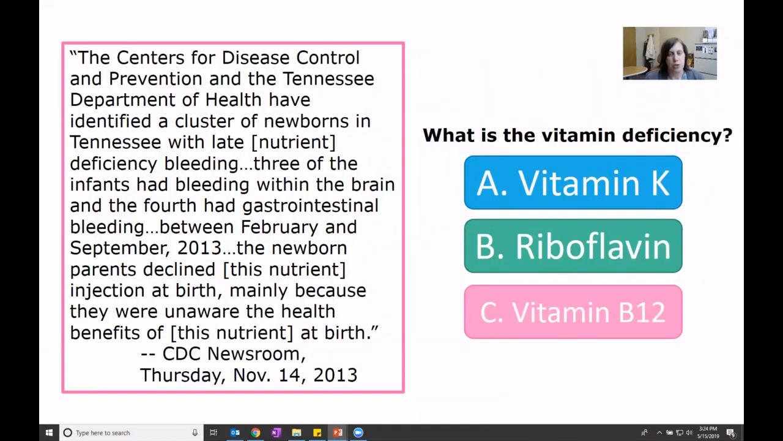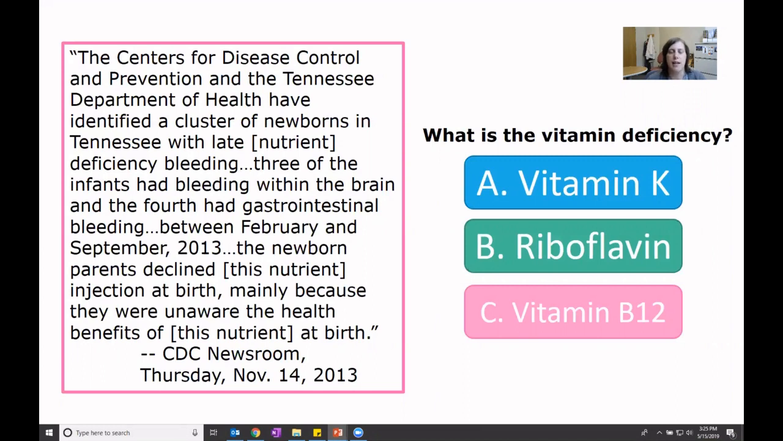So this is actually a true story. This was published in the Centers for Disease Control and Prevention's newsroom in 2013. Let's read this scenario and then you think about what the deficiency might be. The Centers for Disease Control and Prevention and the Tennessee Department of Health have identified a cluster of newborns in Tennessee with late this nutrient deficiency bleeding. Three of the infants had bleeding within the brain, and the fourth had gastrointestinal bleeding between February and September 2013. The newborns' parents declined this nutrient injection at birth, mainly because they were unaware of the health benefits of this nutrient at birth.